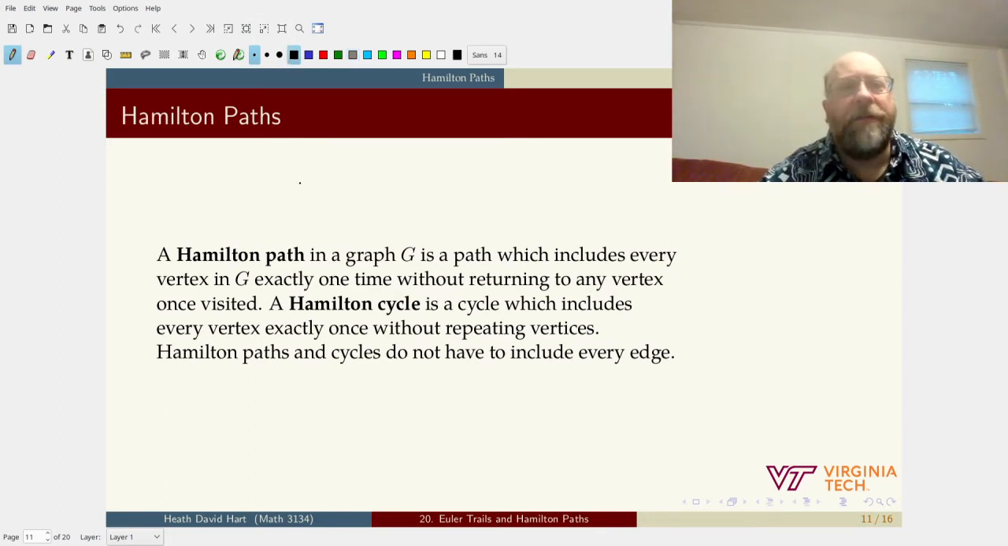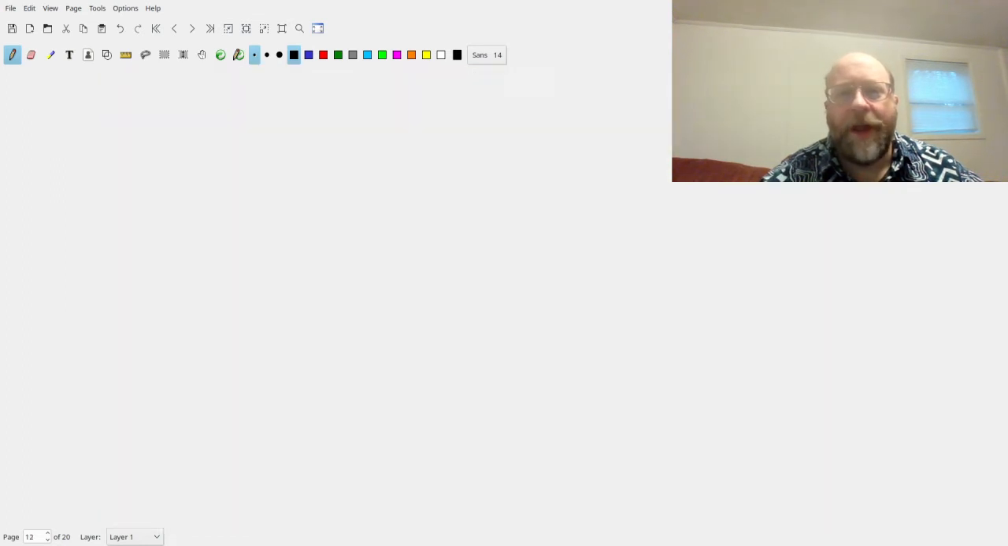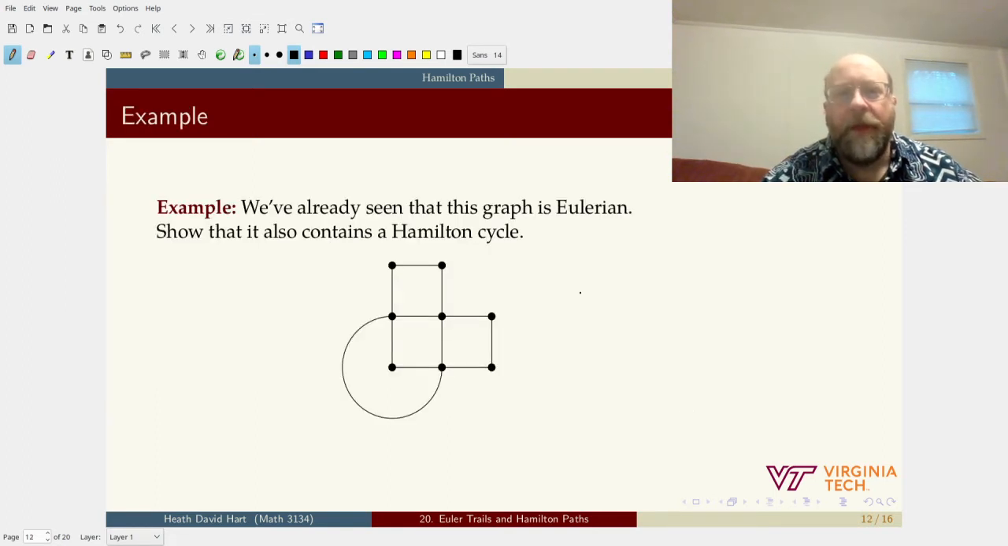The related concept would be, what if we visit every vertex exactly one time? Now, we do not have to include every edge this time. The requirement now is that we hit every single vertex exactly one time. So we've already seen that this graph is Eulerian. We can hit every single edge. Does it also contain a Hamiltonian cycle? And the answer is yes.